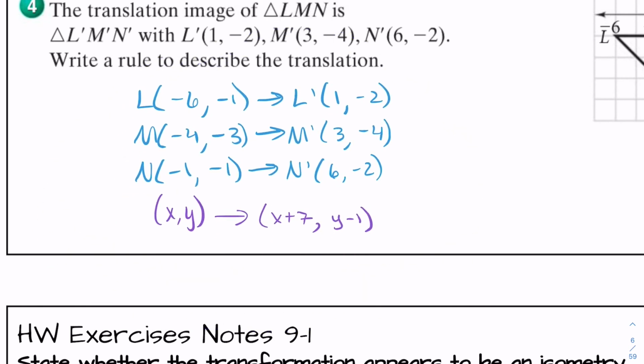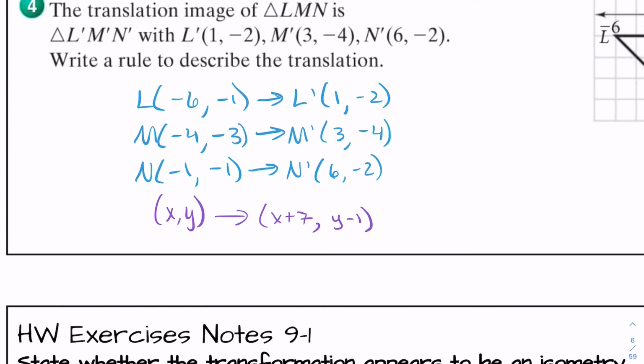I wrote down these, and then I said, what pattern? What gets me from -6 to 1? Well, I have to add 7. What gets me from -4 to 3? I have to add 7. What gets me from -1 to 6? I have to add 7. So I got the rule as x plus 7.